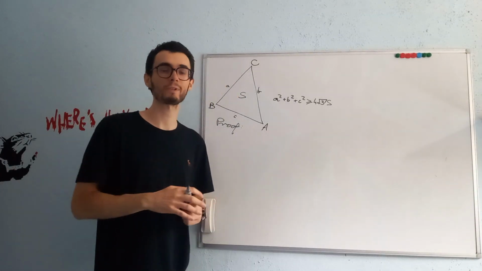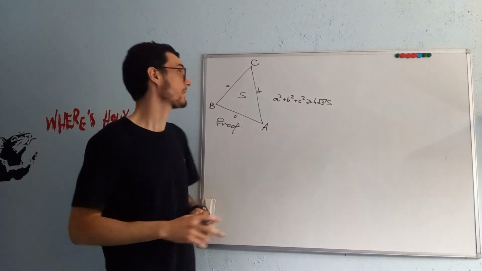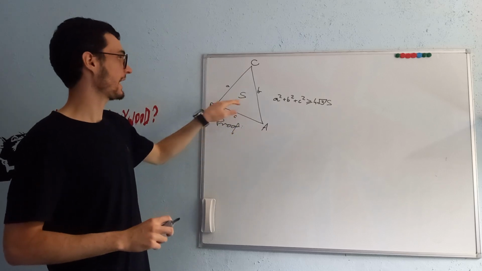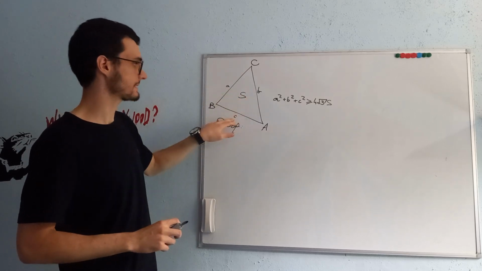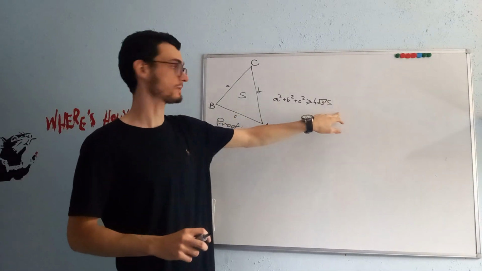Welcome. Today we'll be solving an exercise from the International Mathematical Olympiad. We are given a triangle with area S and side lengths a, b and c. We need to prove that this inequality holds.